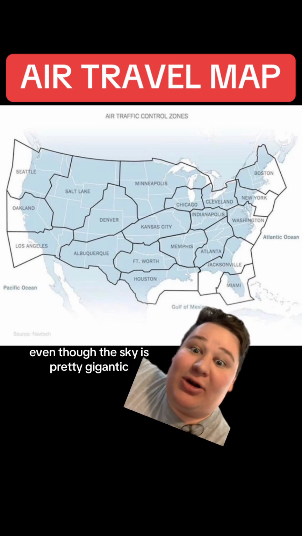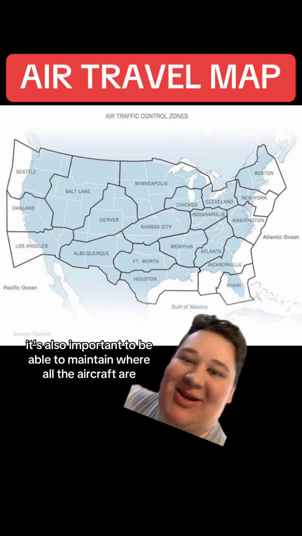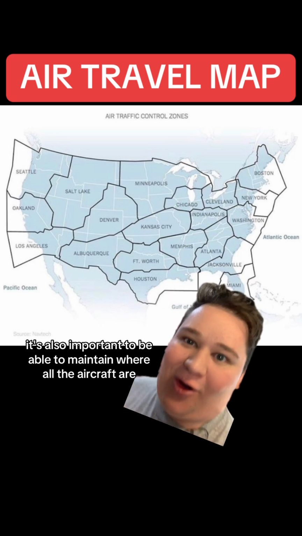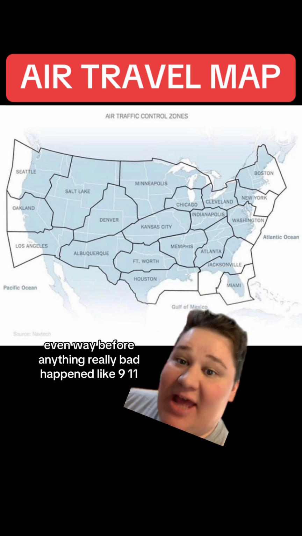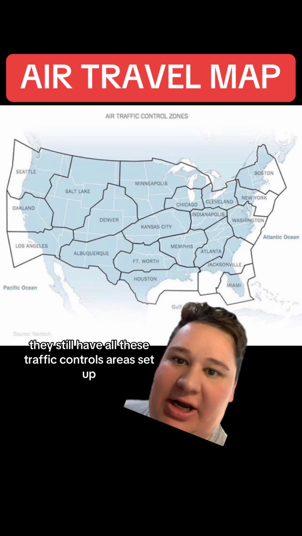Even though the sky is pretty gigantic, it's also important to be able to maintain where all the aircraft are. Even way before anything really bad happened, like 9/11, they still had all of these traffic control areas set up.